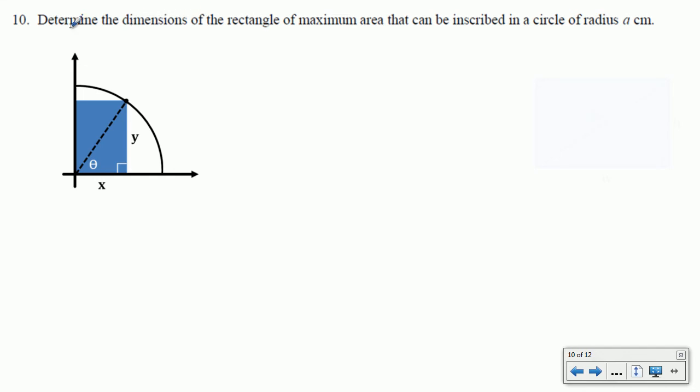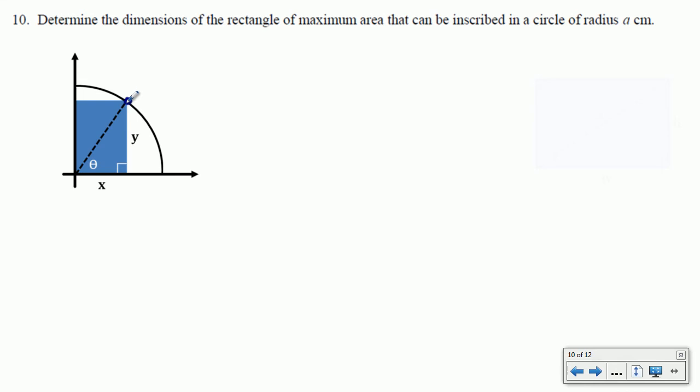For question number 10, we need to determine the dimensions of the rectangle of maximum area that can be inscribed in a circle of radius a centimeters. There are a couple of ways that we can do this problem. I've gone with the approach where I look at a quarter circle and solve for x and y this way. It works for this question, but I need to keep in mind that my actual width will be twice this dimension and my actual height will be twice this dimension.